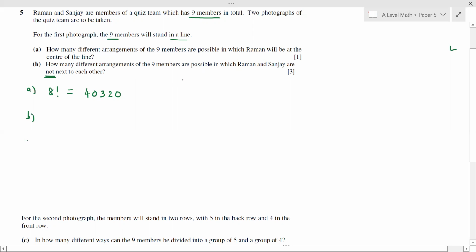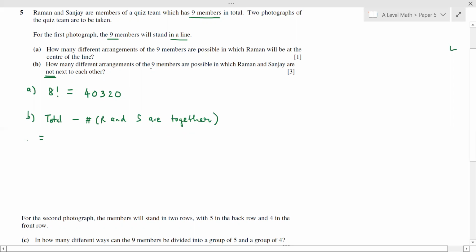Part B: how many different arrangements are possible in which Raman and Sanjay are not next to each other? What we do here is find the total number of arrangements minus the number of arrangements where Raman and Sanjay are together. When we do that, we will have the number of arrangements where Raman and Sanjay are not next to each other.